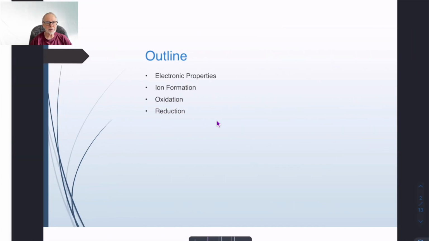So we're going to start out by just reviewing basic electronic properties of atoms and how ions are formed and what kinds of ions tend to be formed depending on the particular element and the position in the periodic table. And then once we have those basic definitions reviewed, we'll define what we mean by oxidation and reduction and look at a couple of very simple oxidation-reduction reactions. We'll finish off by talking about a simple battery, because batteries are electrochemical reactions that are based on the reduction-oxidation process.